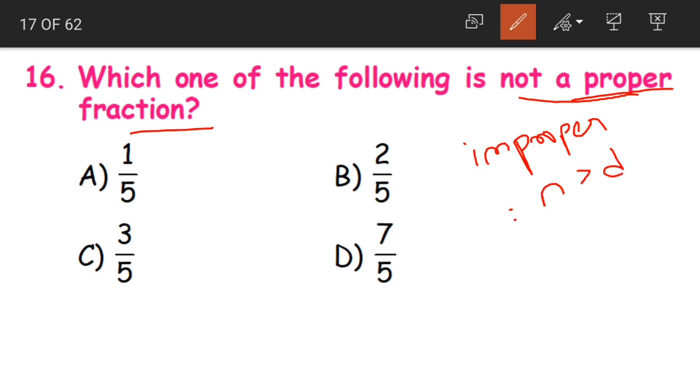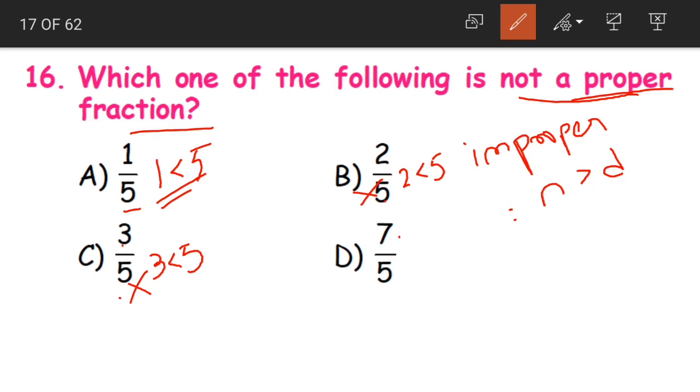So let us look at our options. Option A, 1 by 5. Here 1 is less than 5. The numerator is less than the denominator. So A is not the correct answer. Coming to B, 2 by 5. Again, the numerator is less than the denominator. So even B is not our correct answer. Option C, 3 by 5. Again 3 is less than 5. So this is also not a correct answer.